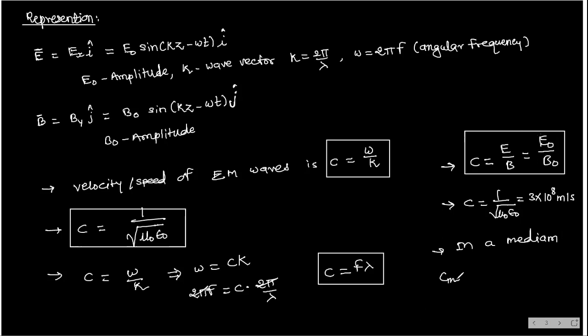C in medium, that is velocity of electromagnetic wave in medium, is equal to 1 by under root mu into epsilon. Mu is what? Permeability in medium. This is permittivity in medium. So this I will write on the next page. I need some space, so just note down till here. Any doubt you can ask.